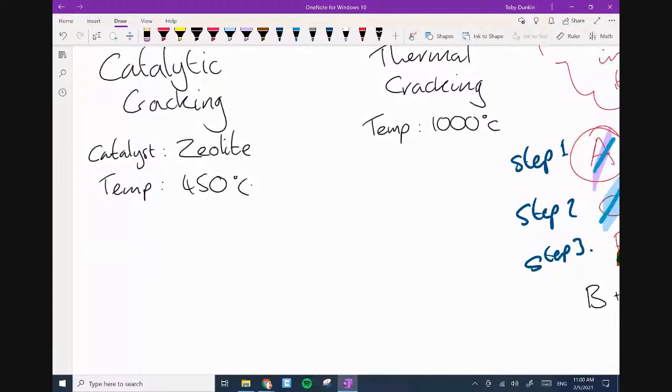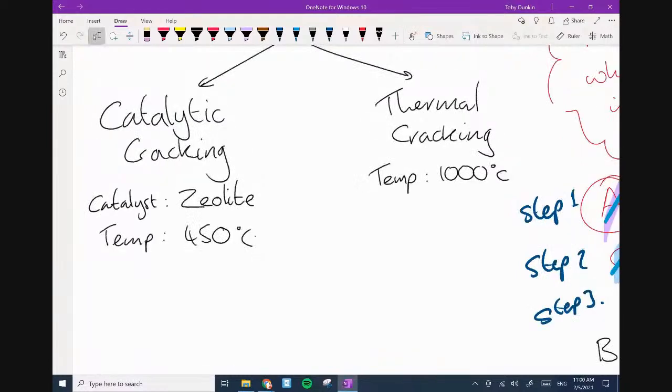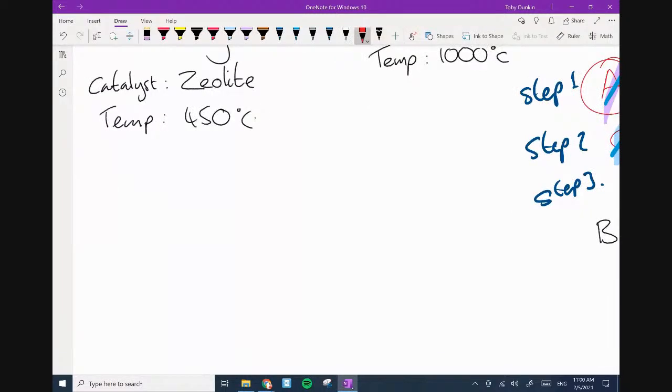But anyway, the point being is, would everyone agree that the catalytic is cheaper? Yeah, we know the catalytic is cheaper, by a long way as well. You're talking about a quarter of the price. Well, what that means is, why would you ever do thermal? So the first thing we now need to do is put in some facts here and say, hang on a sec.